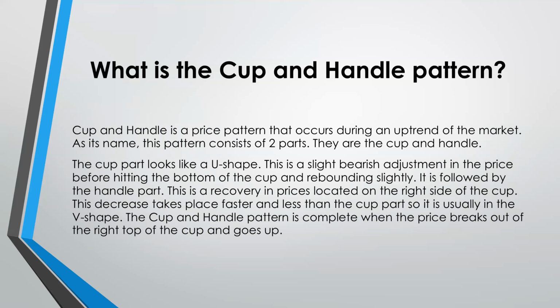So it starts off by looking as though it's on a downtrend, which is sort of a bottoming off and then taking flight with bullish movements. It is followed by the handle part. This is a recovery in prices located on the right side of the cup. This decrease takes place faster and less than the cup part, so it is usually in the V shape. The cup and handle pattern is complete when the price breaks out of the right top of the cup and goes up.